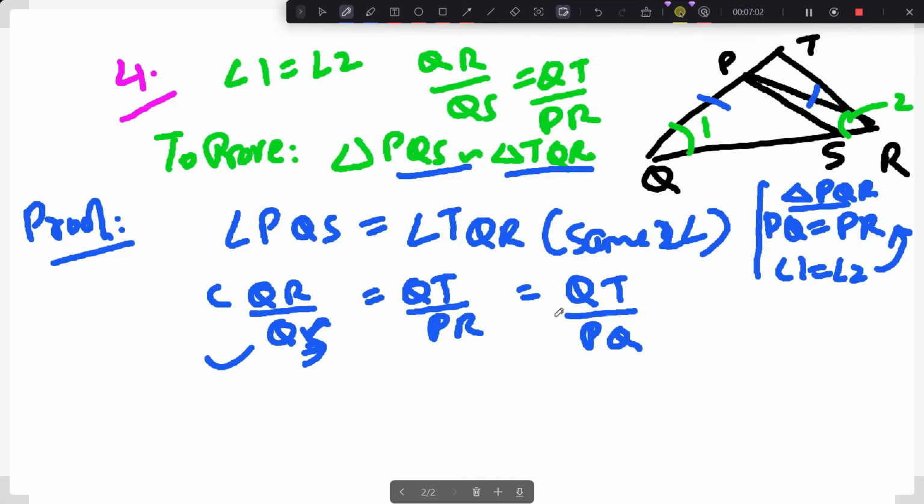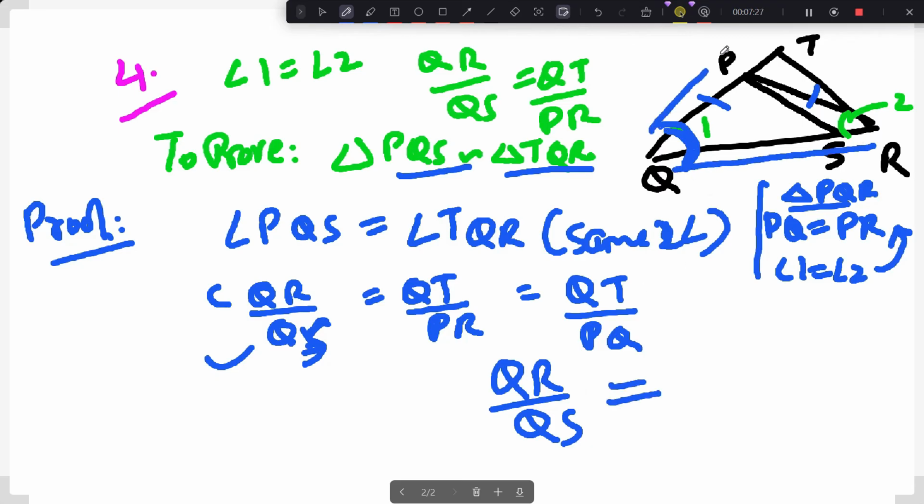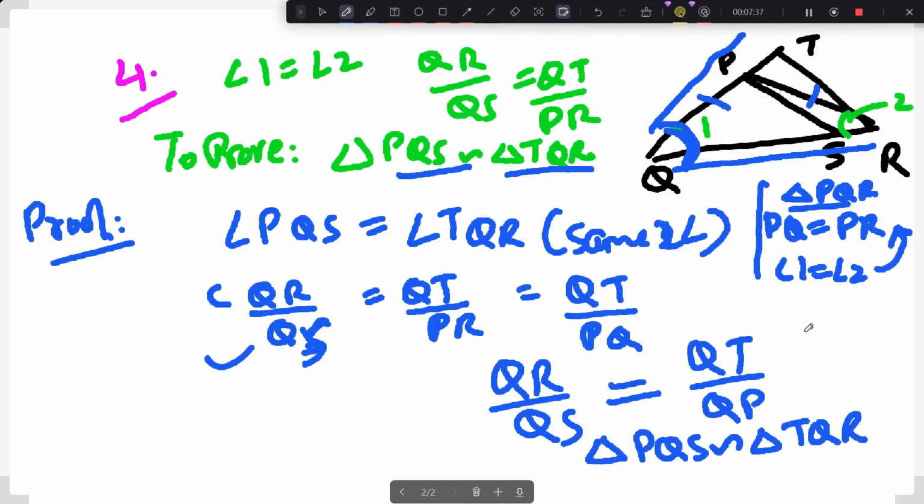So now when we look at triangle PQS and triangle TQR, we have a common angle. The sides are also divided in the same proportion, right? QR by QS is equal to QT by QP, whatever. And hence triangle PQS is similar to triangle TQR. By what property? Which similarity criterion? SAS similarity criterion.